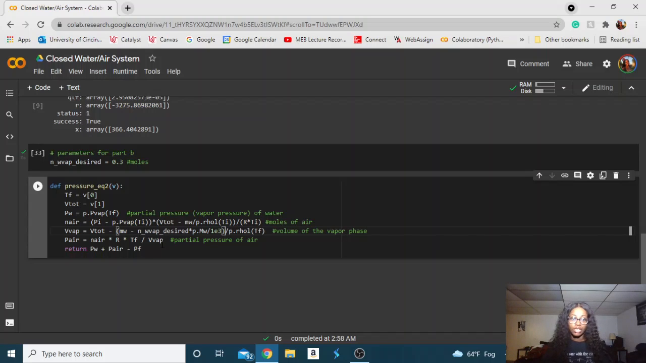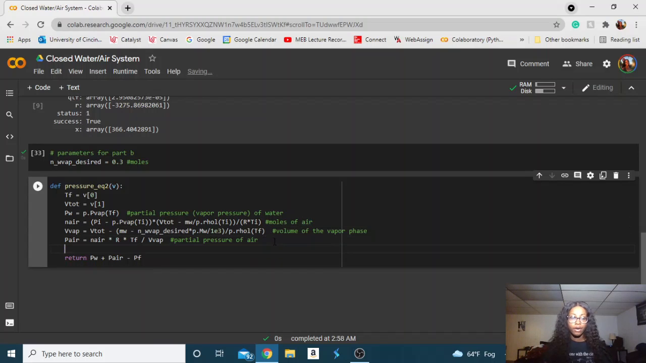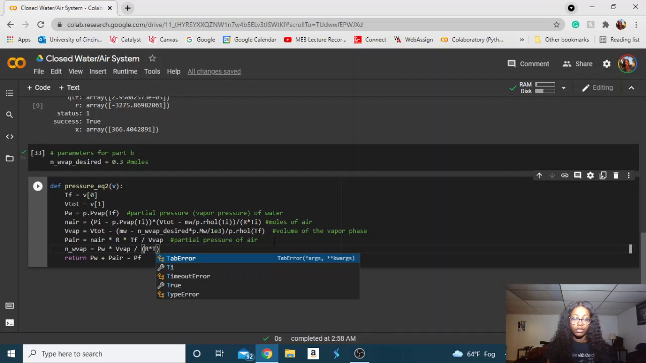And we can keep the density of water at the final temperature the same. We can also leave the partial pressure of air, but we do have to input our equation for the moles of water vapor, which will be equal to the partial pressure of water times the volume of the vapor phase divided by the ideal gas constant times the final temperature.